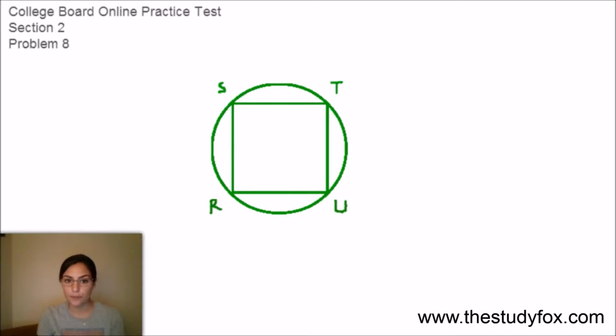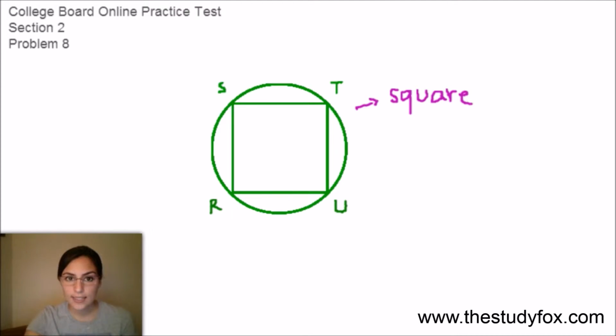Okay, so I've drawn our figure here on the whiteboard, and I just want to call your attention to a couple of facts from our problem. And fact number 1 is that the figure RSTU is a square. So I think you should write that down in your notes to remind you as you solve the problem.